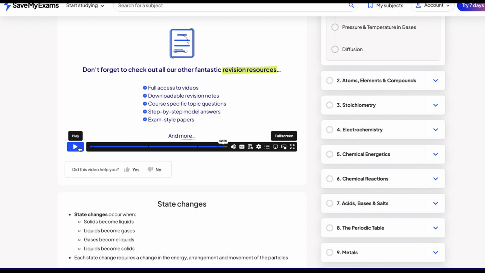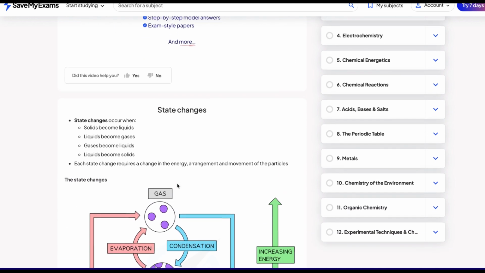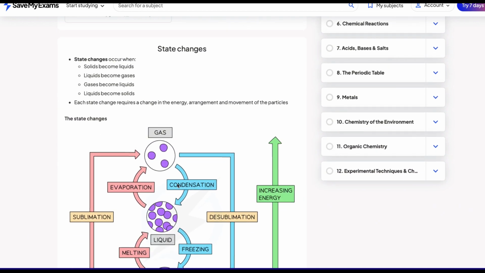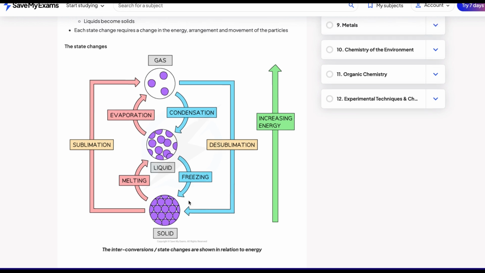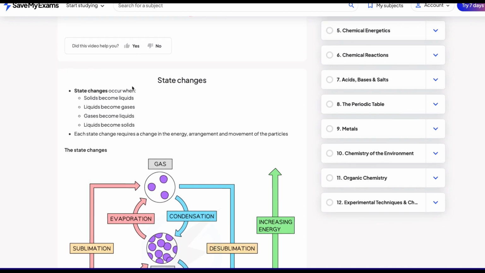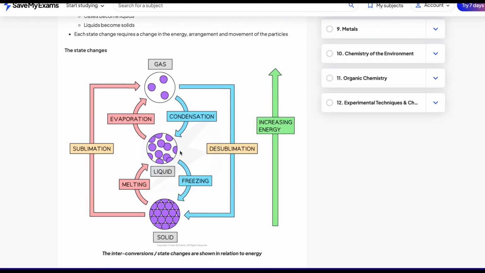Okay, now let's continue. We've heard the change of state, how we can change from solid to liquid, liquid to gas, or we change directly from solid to gas, or directly from gas to solid. Okay, so let's quickly take a look at these changes and the terms that are used with them. State changes occur when a solid becomes a liquid. That's when a solid melts.